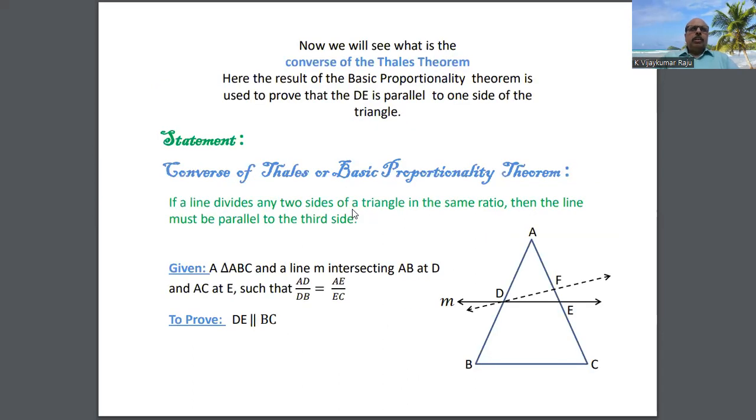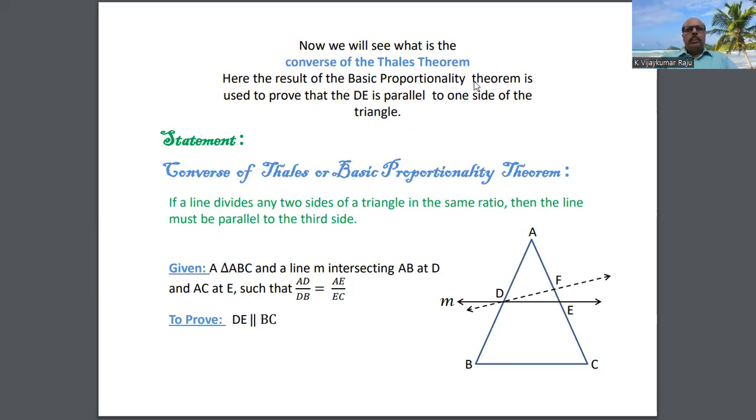Now, we have learned BPT and the proof of the theorem. I think you must have understood by now. Now let us see what is the converse of the Thales theorem. When you talk about the converse, the result of the basic proportionality theorem is used to prove that DE is parallel to one side of the triangle.